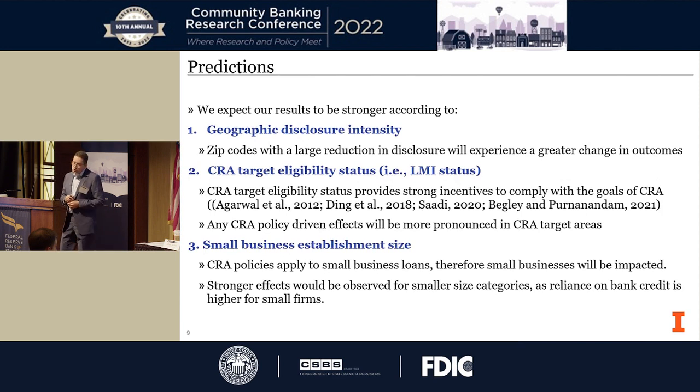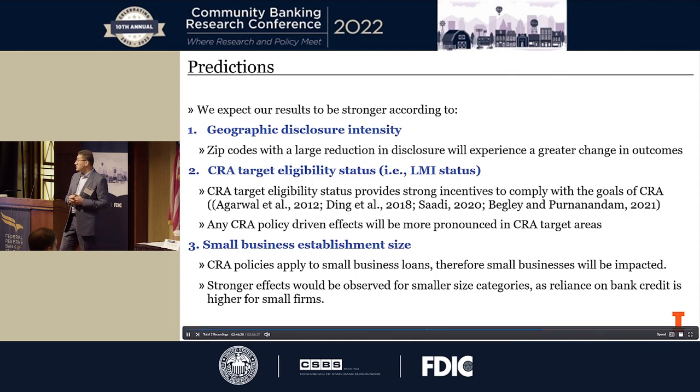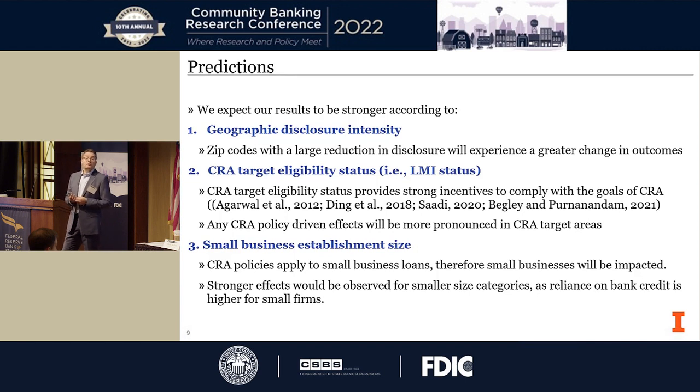And we expect our results to be stronger in 3 different settings. First of all, we expect our results, if any we find, to be stronger in zip codes where the majority of banks change their disclosure behavior. Just think about the zip code. There are, let's say, 10 intermediate banks. If at least 5 of them change their behavior, we expect our results to be stronger in those settings. Second, we expect our results to be stronger in low and moderate income areas. These are areas which are specifically targeted by CRA. We expect some banks to find it very costly to follow the CRA requirements in these areas. Therefore, we expect them to change their lending behavior.